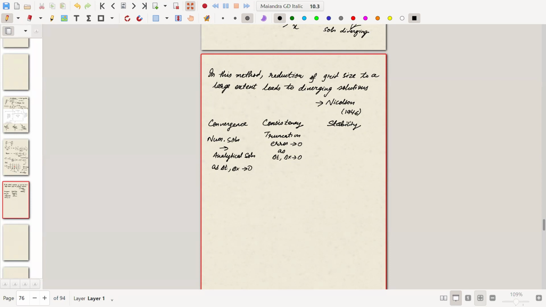So stability, can anyone say? Stability means that if your numerical scheme doesn't allow random errors to grow in time as time progresses, then your numerical scheme is said to be stable. So it doesn't allow random errors to grow. Then your method is said to be a stable one.